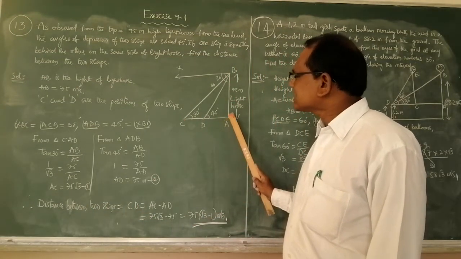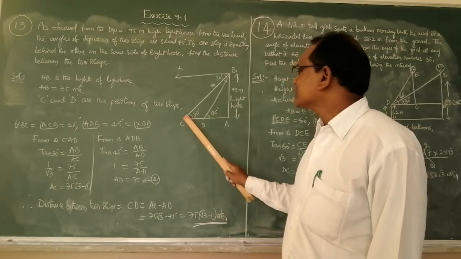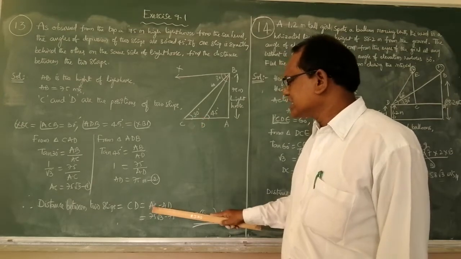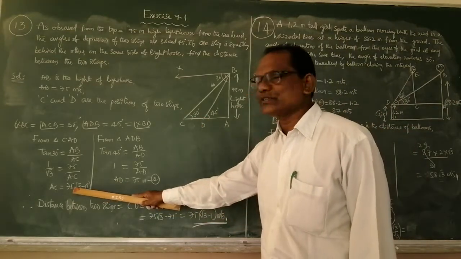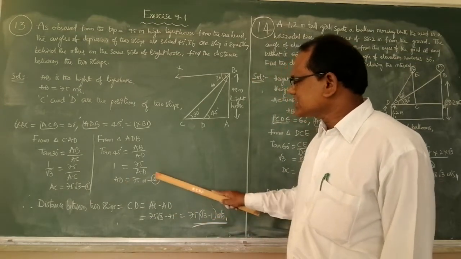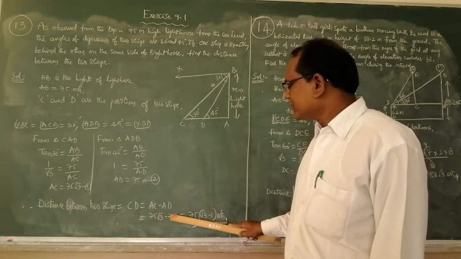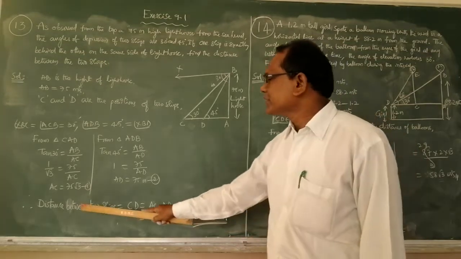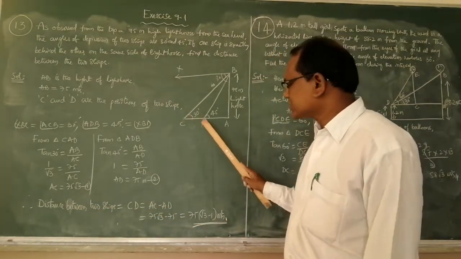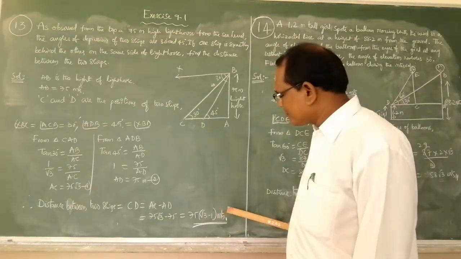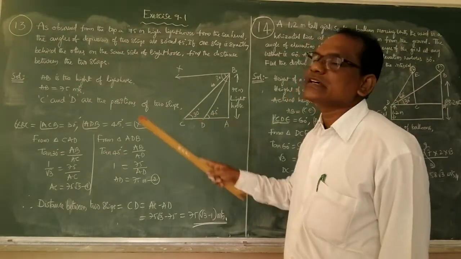AC minus AD. Total minus AD, we have to subtract, and we are going to get the CD distance. AC minus AD. Here AC is 75 root 3 from the first equation, and AD is 75 from the second equation. 75 root 3 minus 75 equals 75 common, therefore 75 into root 3 minus 1 meters. Therefore, the distance between the two ships, that is CD, equals 75 into root 3 minus 1 meters. So this is the 13th problem.